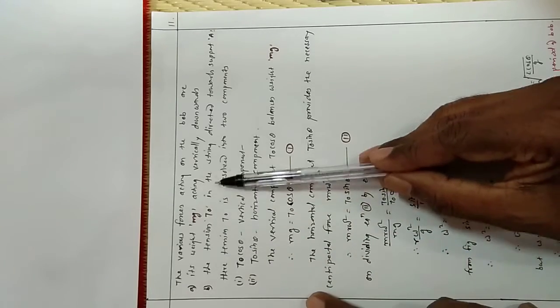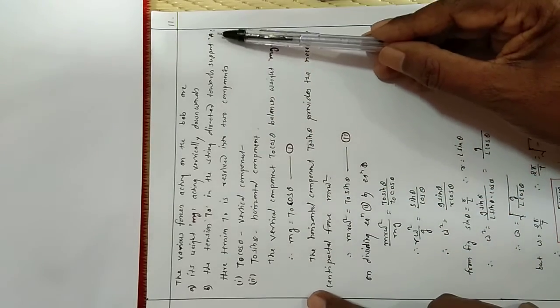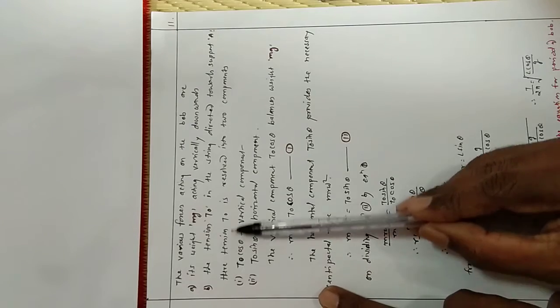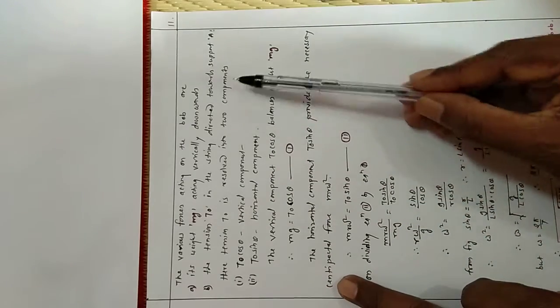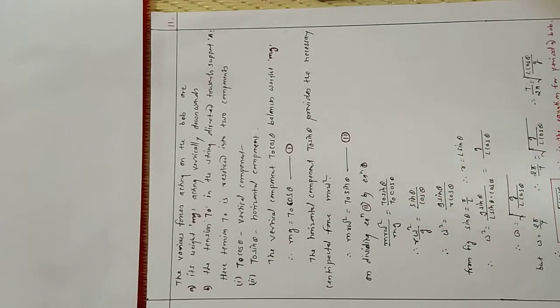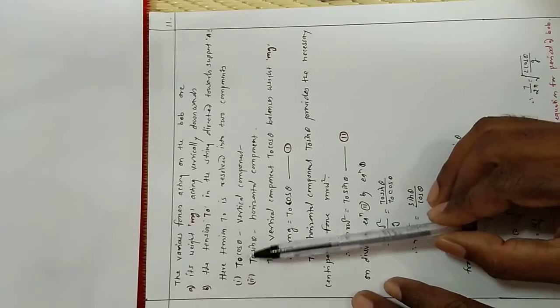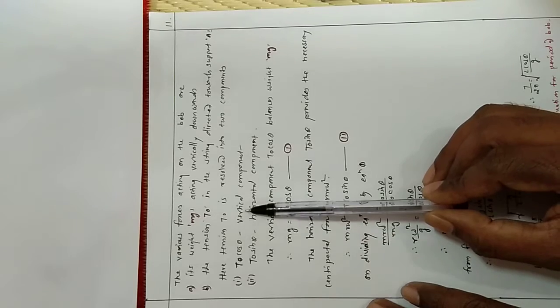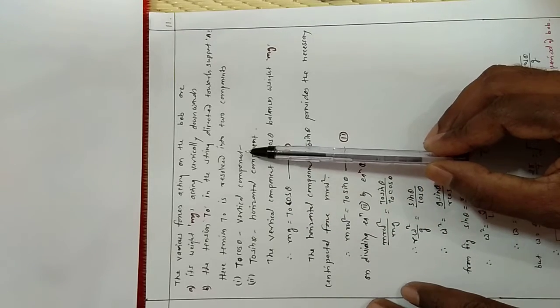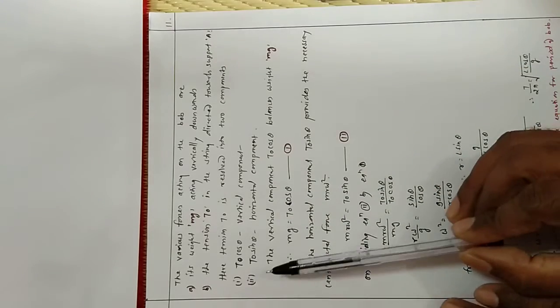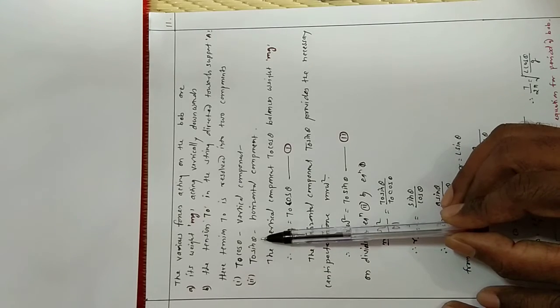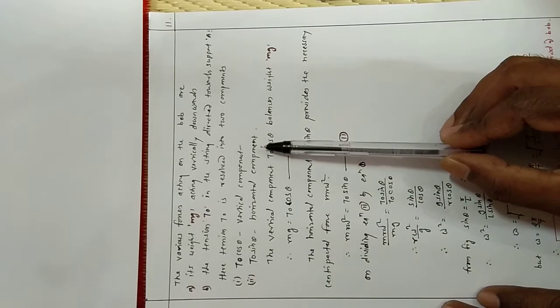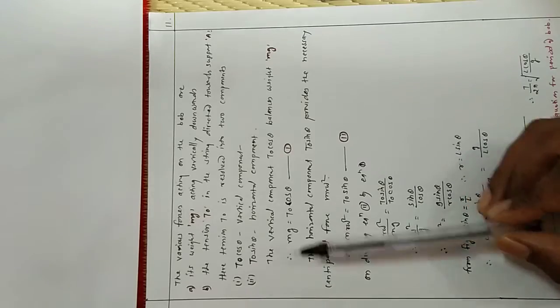The tension T0 in the string is directed towards the support A. Here tension T0 is resolved into two components. आता टेन्शन T0 हे दोन कंपोनंटमध्ये विभागलेलं आहे. First of all, the first component is T0 cos theta. It is the vertical component, that is, in the vertically upward direction. The second one is T0 sin theta. It is in the horizontal direction, that is, a horizontal component.